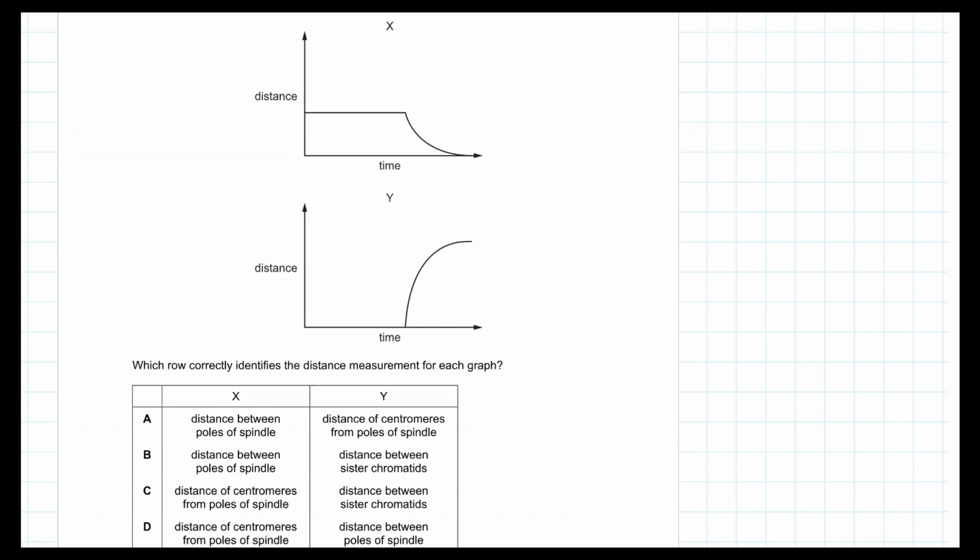So for graph X, the distance shortens. So we're looking for something that shortens. And for graph Y, we're looking at the late stages for something that increases distance in the late stages. So this is at the start of metaphase of mitosis. Now let's see the suggestions that we have here.